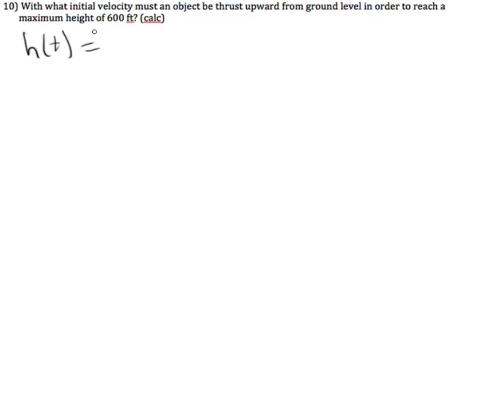h of t equals stuff. And remember, if we're talking about feet, we're going to be talking at negative 16 t squared plus our initial velocity times t plus our initial height. Well, since we're thrusting it from ground level, our initial height is 0. So I'm just going to get rid of that. But we want to know, what does our initial velocity need to be?